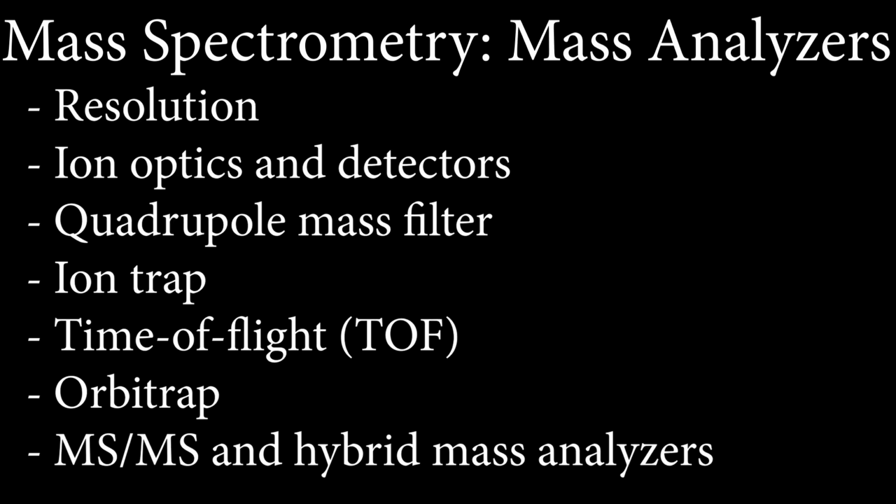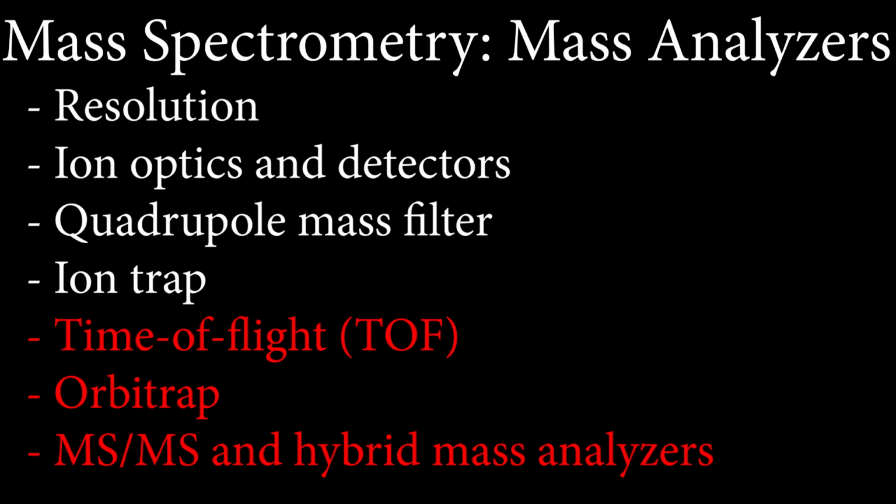In the next video, we're going to finish up with discussion of time of flight and the Orbitrap, which are both very high resolution mass analyzers, and then we're going to go into MSMS, which is getting fragmentation in the mass analyzer, and we'll talk about the instruments you can use to do that, one of which is the ion trap.